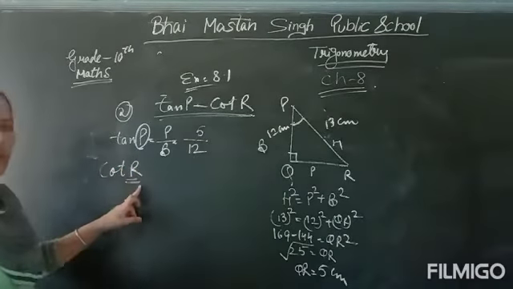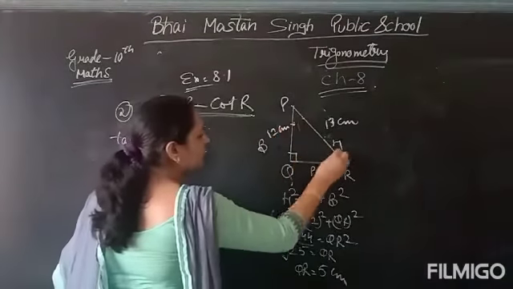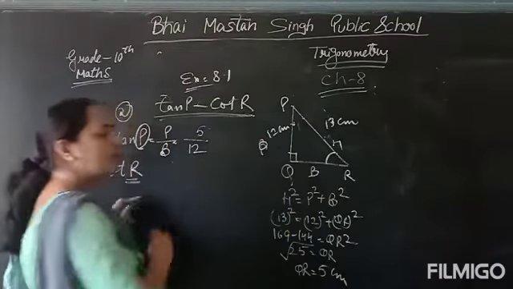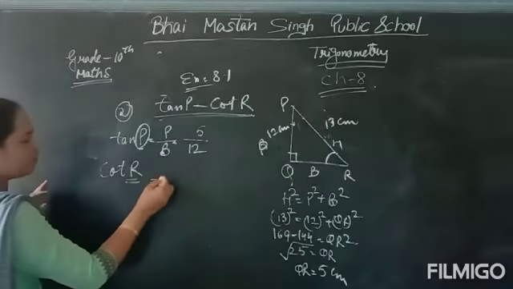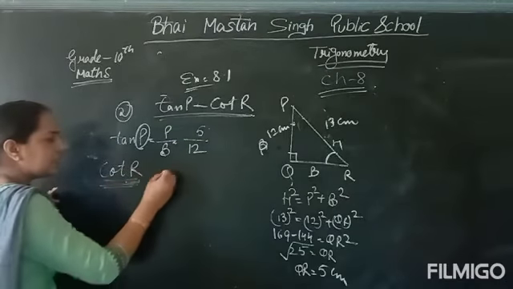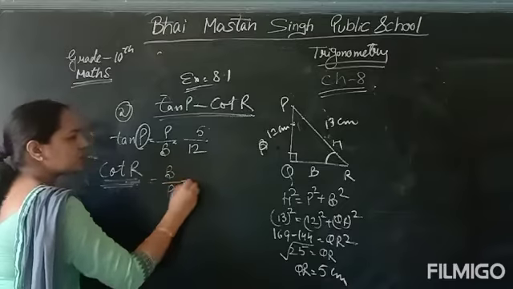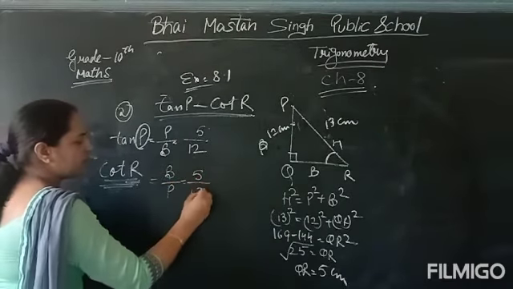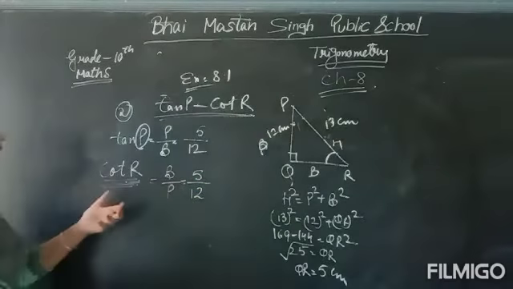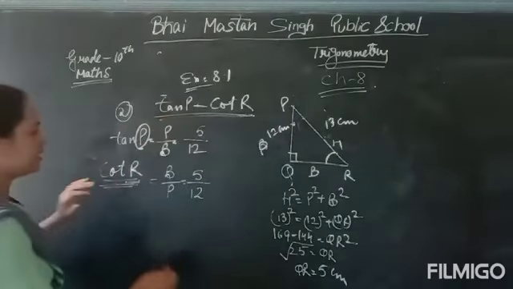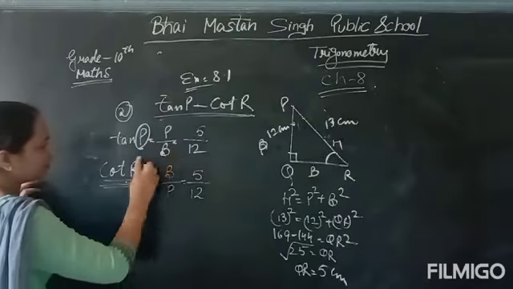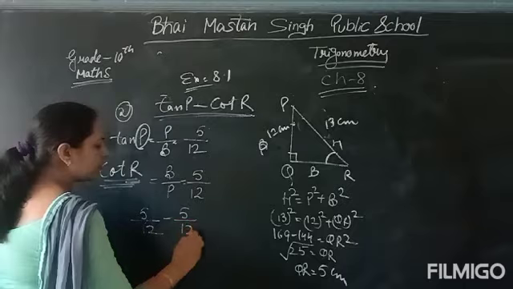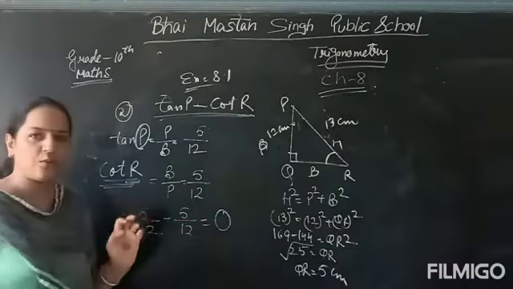Now the angle is R. Now I will mention angle R here. So this will be a base, this will be perpendicular. The value of cot is B upon P. So base value is 5, QR, and perpendicular value is 12. What I have to do? I have to subtract these. It means tan P is 5 by 12, cot R minus 5 by 12. So my answer is 0.